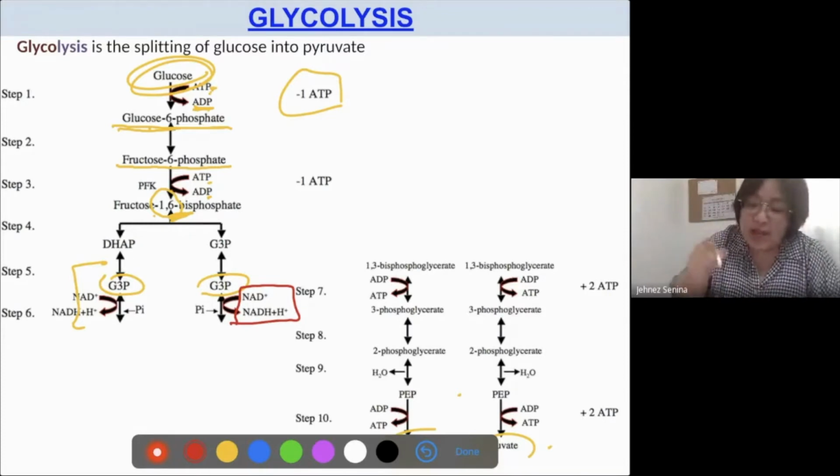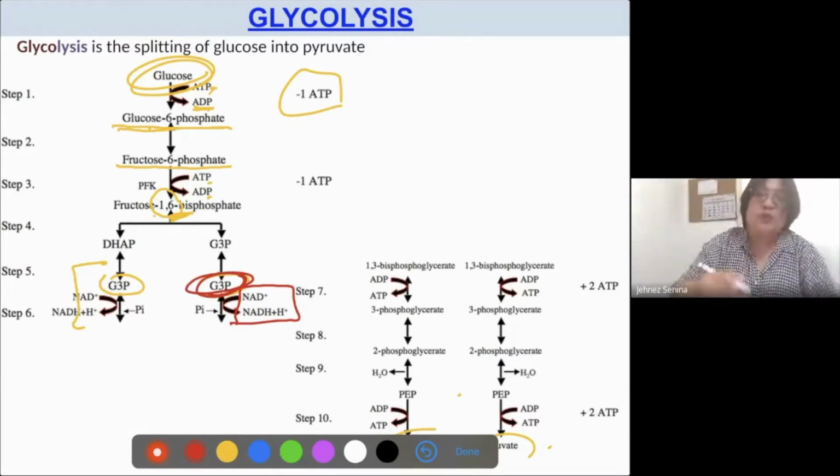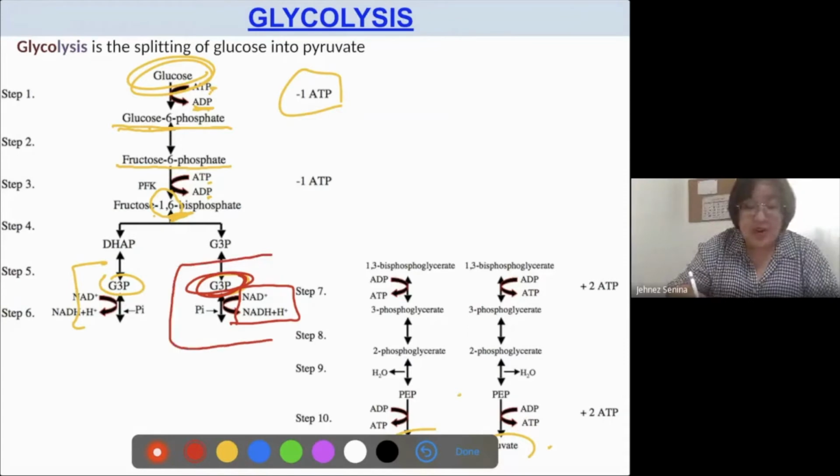Where did the hydrogen and the electrons come from? It came from this. Got it? That's why we said earlier in the video that glucose is oxidized. Glucose will lose hydrogen and electrons. It's talking about this point right here. Your G3P will lose hydrogens and electrons.